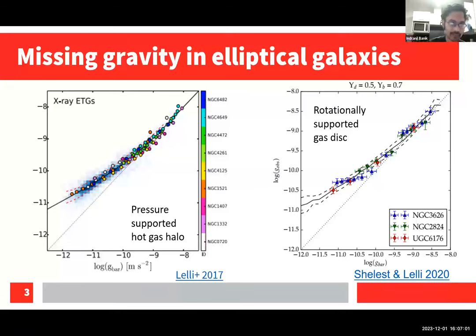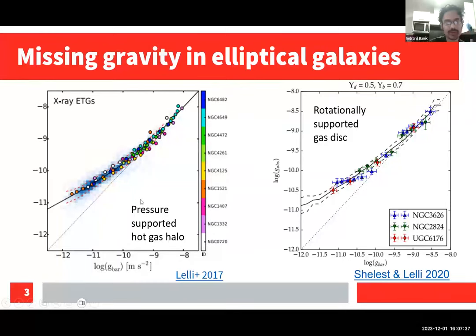Either you can have a galaxy, or a subsystem within a galaxy, which is completely pressure supported. That way, there's absolutely no chance any of the support is coming from rotational motion. Or it's a completely rotationally supported system, in which case you don't need to worry about the random motions. That latter example, obviously, is kind of what we rely on in spiral galaxies, with some slight but not very important corrections for random motions. And these are the two cases which are shown here.